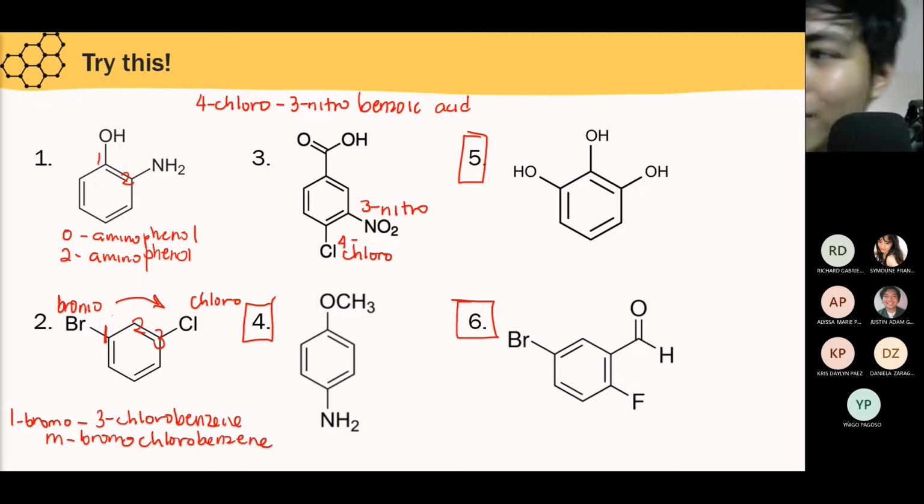So, sagutan nyo. 4, 5, 6. Again, always focus kung sino yung pwede maging parent. If yung substituent, pare-parehas lang, use the benzene na lang as the parent. Kapag pare-parehas yung substituent, wag nyo na pangalanan based on the parent name. Just use the word benzene na lang. I'll give you 5 minutes.